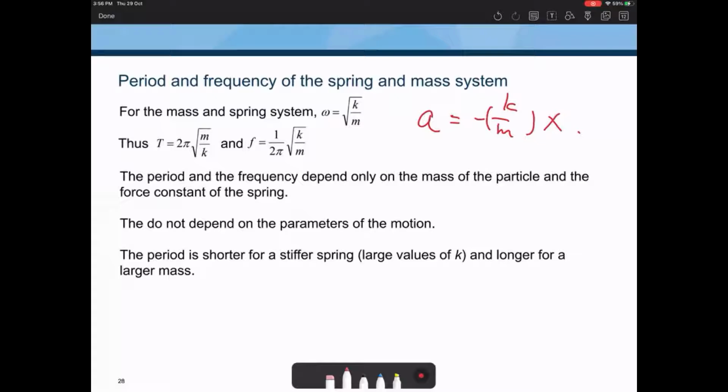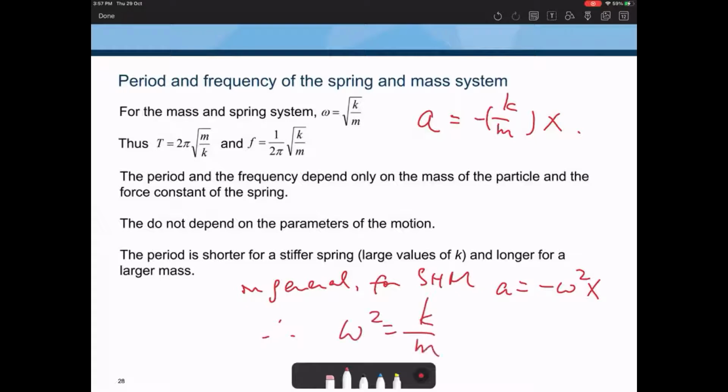And because for simple harmonic motion in general, a is equal to minus omega square x. Therefore, in the specific case of the spring and mass system, omega square is equal to k over m for the spring mass system.